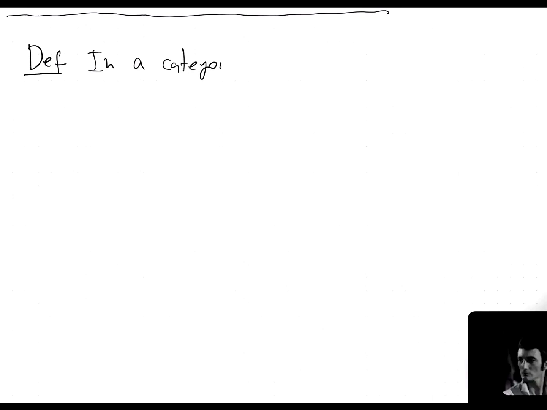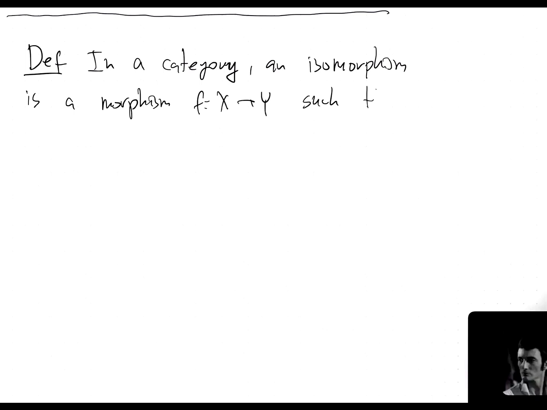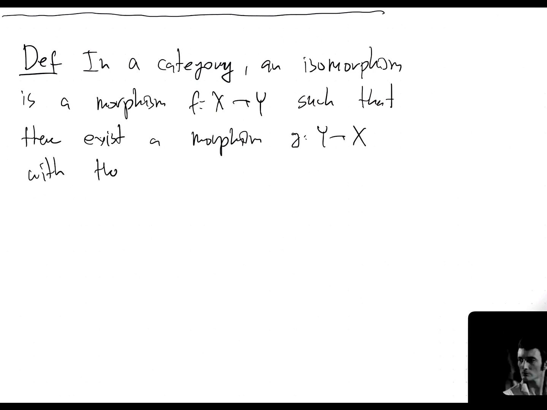In a category, an isomorphism is a morphism f, let's say from X to Y, such that there exists a morphism G from Y to X with the properties that G composed with F equals the identity of X, and F composed with G equals the identity of Y. I think my iPad is heating up again. If it interrupts for a moment, please forgive me.